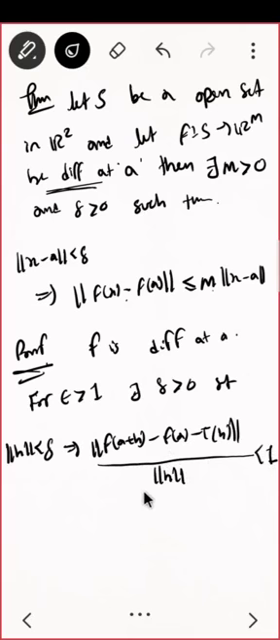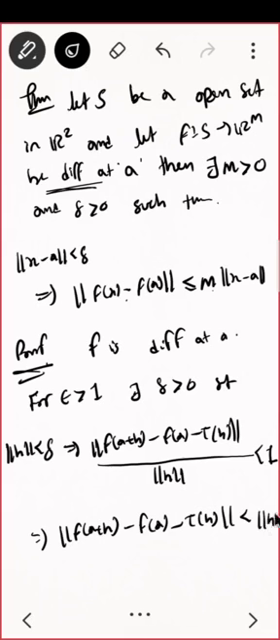What do you mean by that? That implies norm of f of e plus h minus f of e minus T of h is less than norm h. Now do you see what we need? We want this norm of f of x minus f of e, that is the same as h. So these two parts I need together and I don't want this one. So how will you do that?